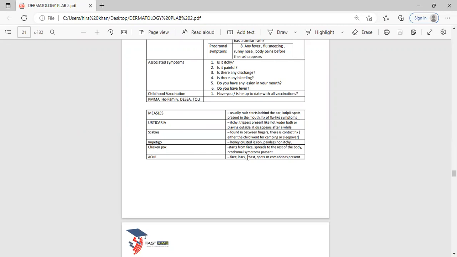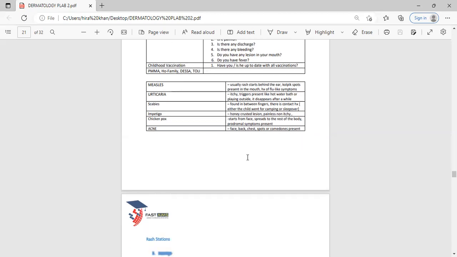So for chicken pox, if you ask, she will mention it started from the face and spread to the rest of the body, and the prodromal symptoms would be present here as well. The only difference from the history point of view between chicken pox and measles would be that measles starts from behind the ear, whereas chicken pox will start from the face and then spread to the rest of the body. And then the acne scenario would be very clear cut. She will be having rash on the face, on the back, on the chest. She will mention that properly in the scenario.